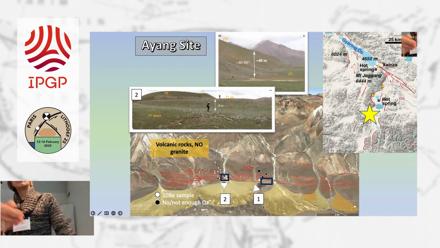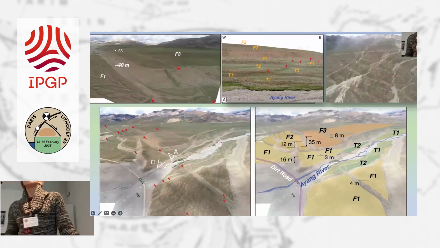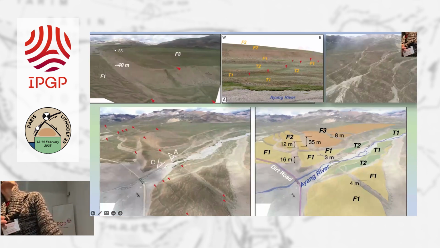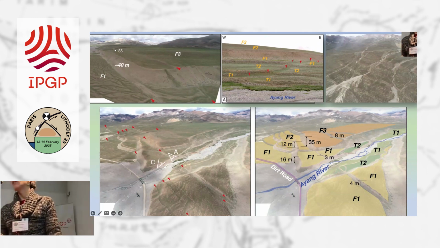And again, volcanic rocks, so again, a problem of dating. So another view from the drone with the 40 meters high scarp across these youngest surfaces, and further south where you have 10 to 20 meter fault scarps, but much more subdued. And then we mapped the sites. We have 3 main fans and some alluvial terraces in the river valley.